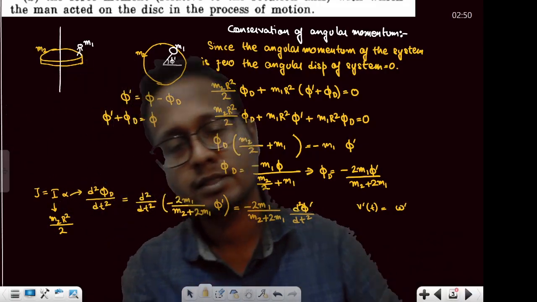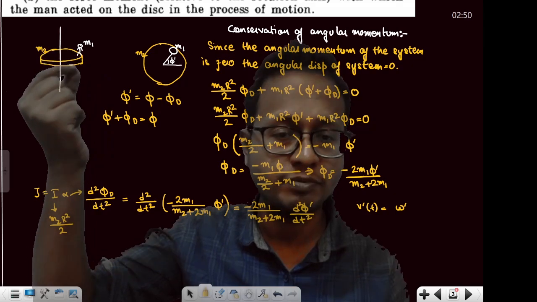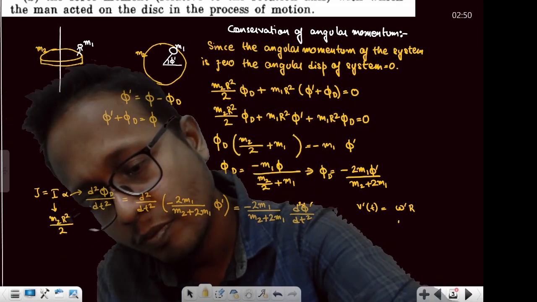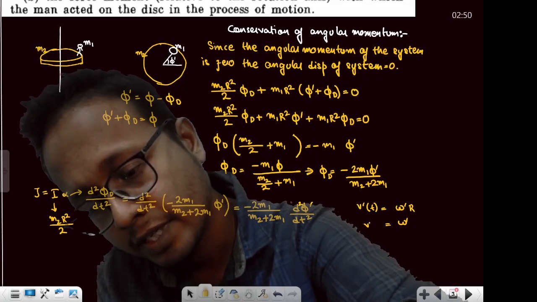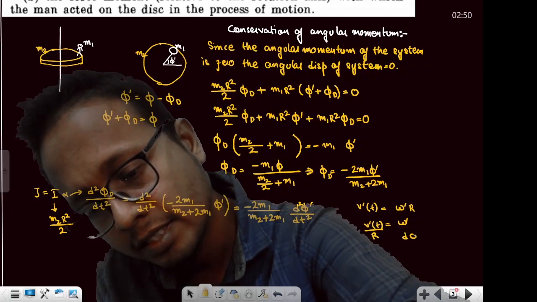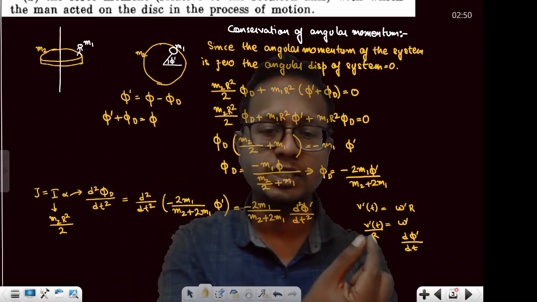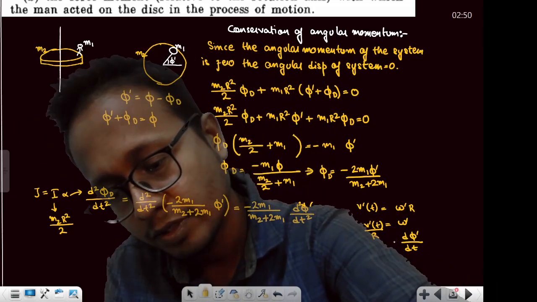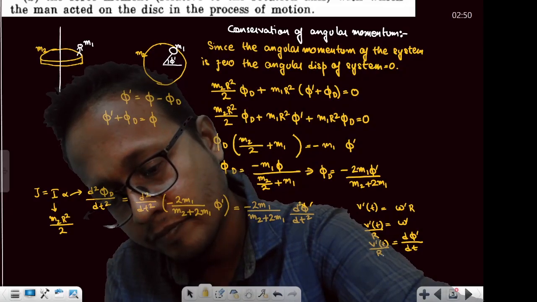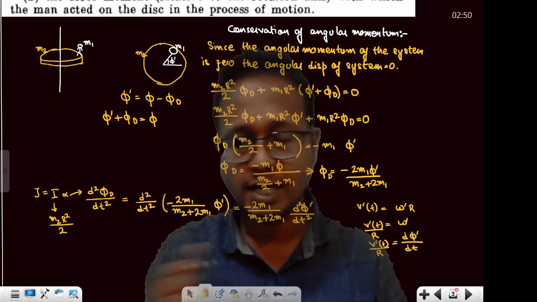What is omega dash? Omega dash is nothing but the angular velocity of the man with respect to this, into r, isn't it? So omega dash is nothing but v dash t by r. And what is omega dash? It is nothing but d phi dash, or relative displacement of the man with respect to the disk, is equal to v dash t divided by r. Now if I just substitute this term with this term, I'll get my answer.